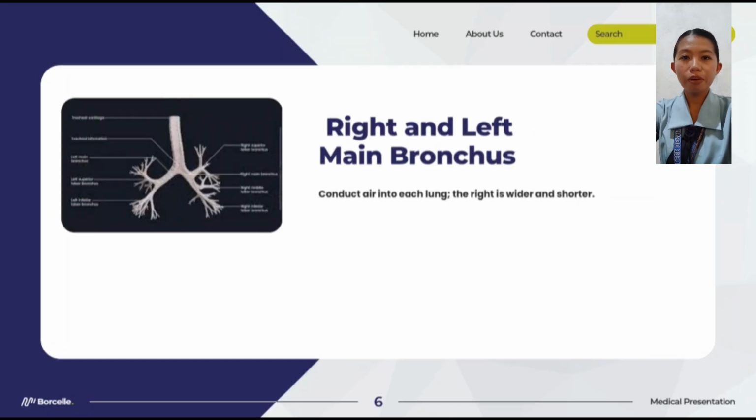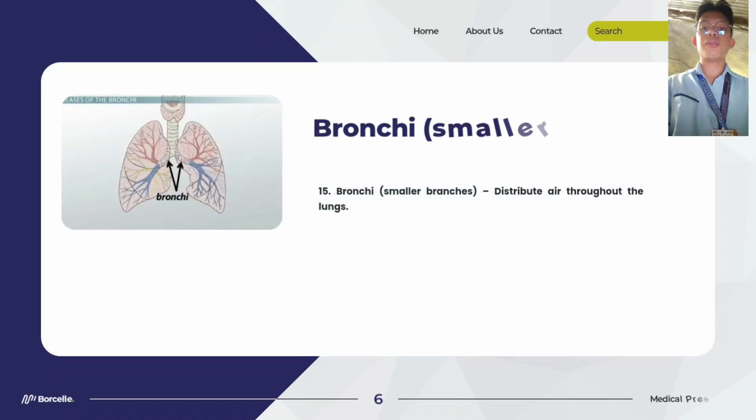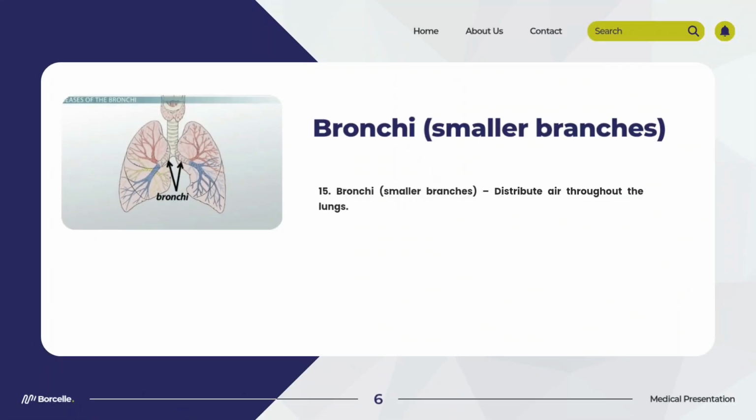The trachea branches into the right and left main bronchus, which conduct air into each lung. The right bronchus is wider and shorter. These then divide into smaller bronchioles called bronchi, which distribute air throughout the lungs. Bronchi, or smaller branches, distribute air throughout the lungs.